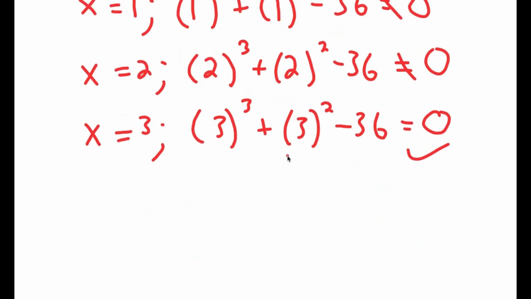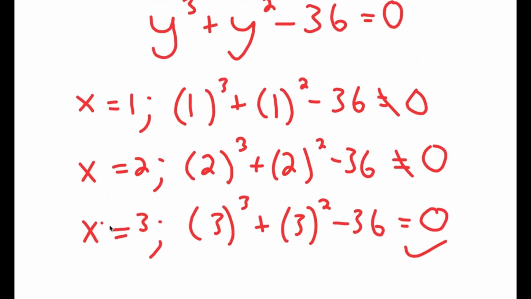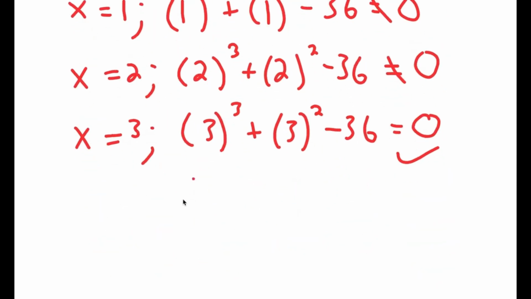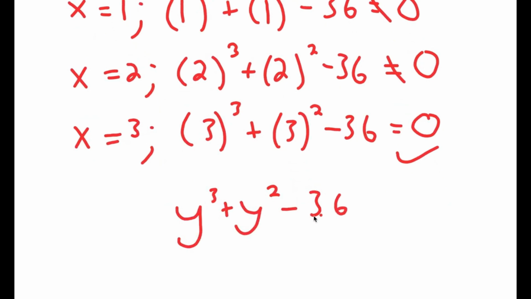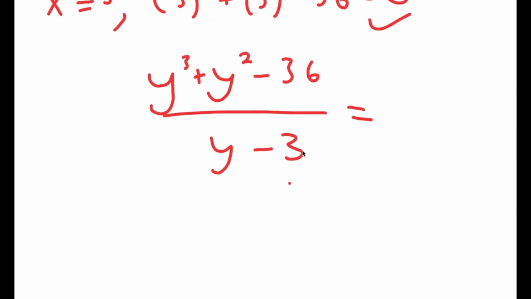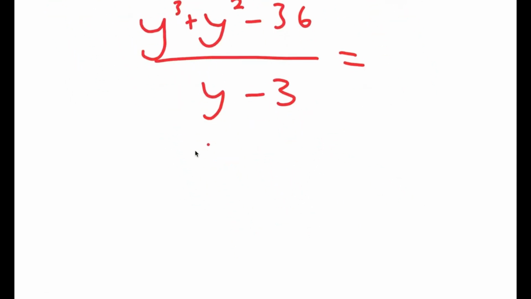So now that I have this, it should be y equals 3 as a solution. What I have to do is divide y to the power of 3 plus y squared minus 36 by y minus 3. So to divide these two, I'm going to have to use synthetic division. And if you guys don't know what synthetic division is, I recommend watching a video on it.